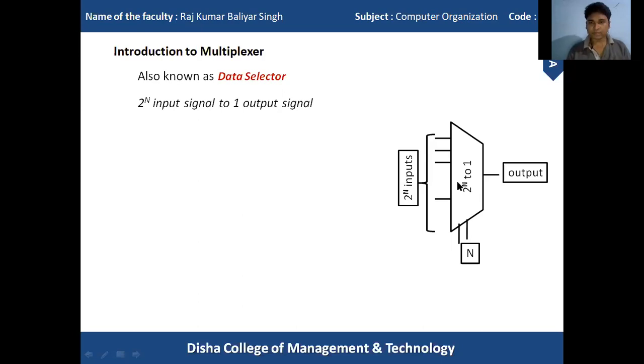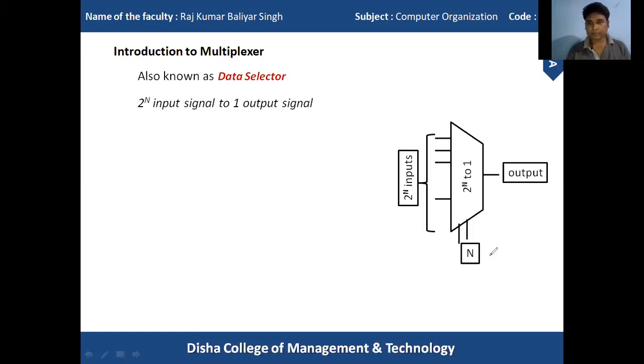From this block diagram, it has 2 to the n input lines, and all input lines are converted to a single output line. This block diagram also has n select lines, and these select lines are responsible for converting the 2 to the n input lines to a single output line.